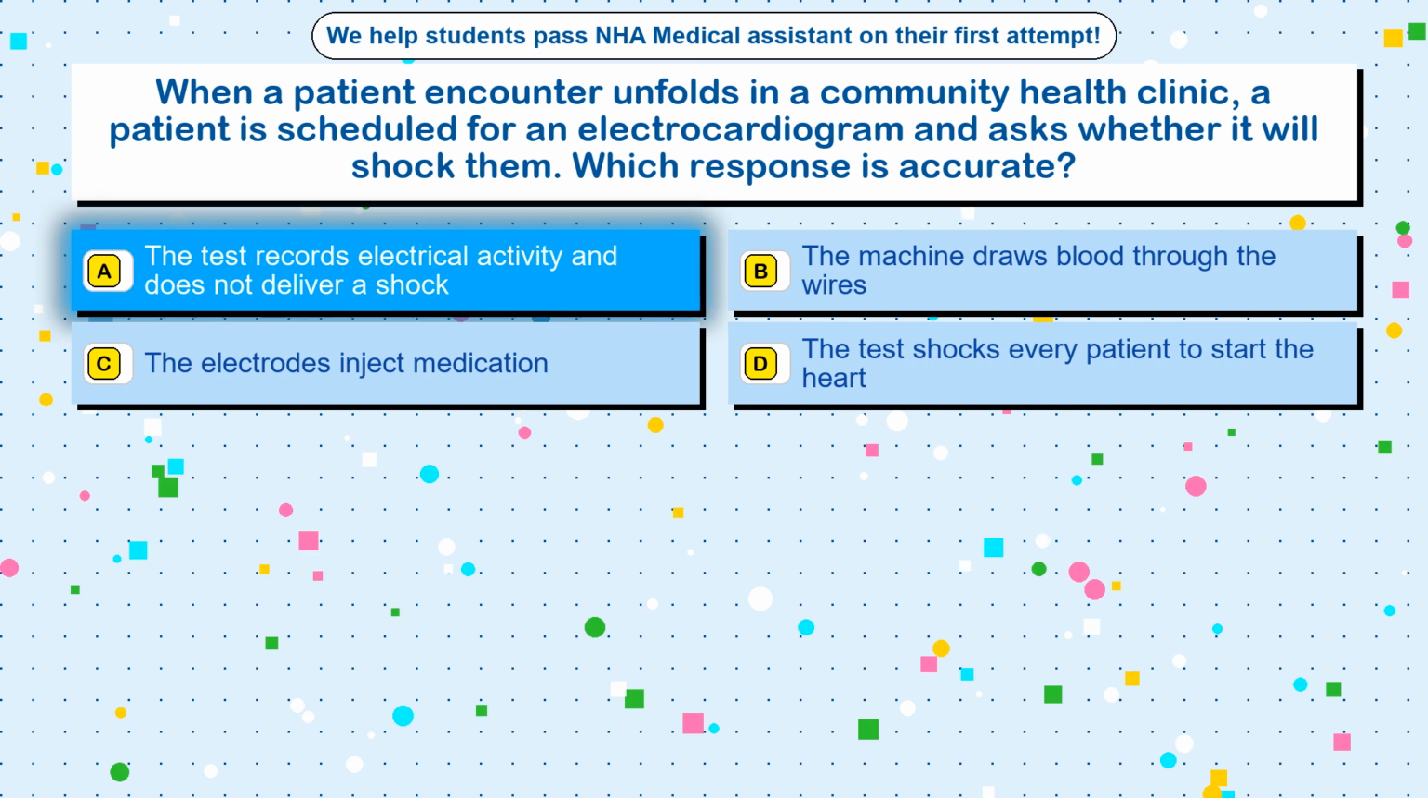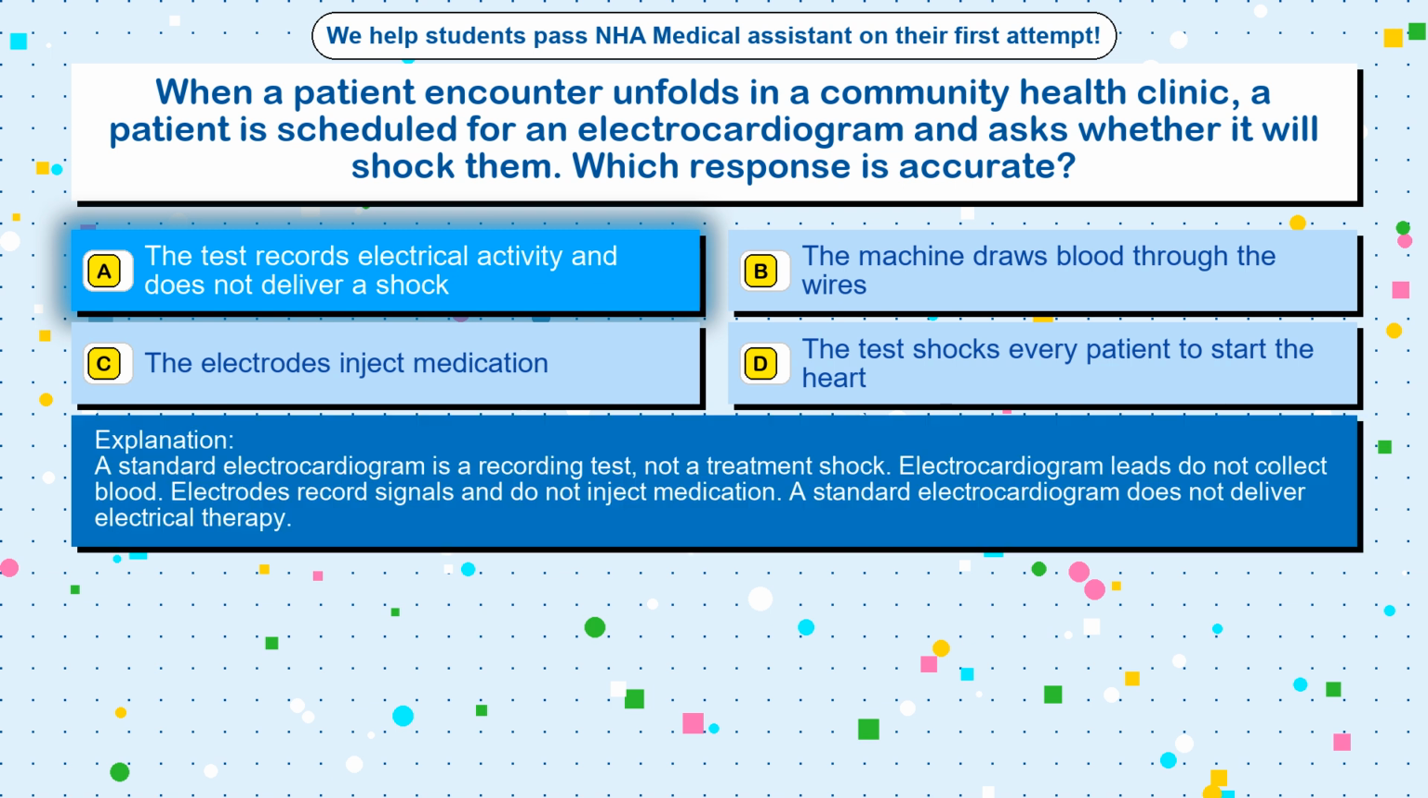The correct answer is option A, the test records electrical activity and does not deliver a shock. A standard electrocardiogram is a recording test, not a treatment shock. Electrocardiogram leads do not collect blood. Electrodes record signals and do not inject medication. A standard electrocardiogram does not deliver electrical therapy.